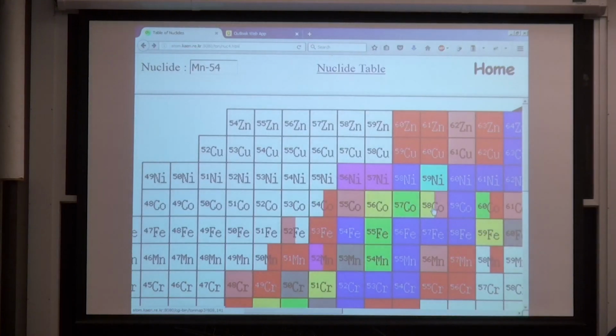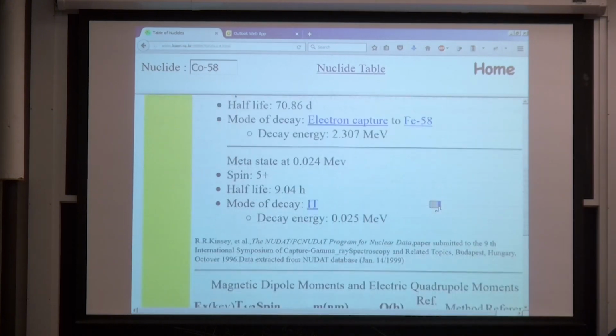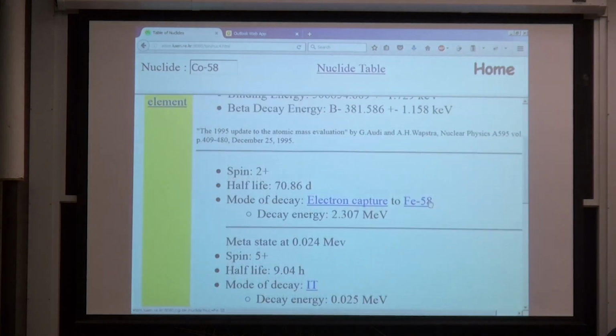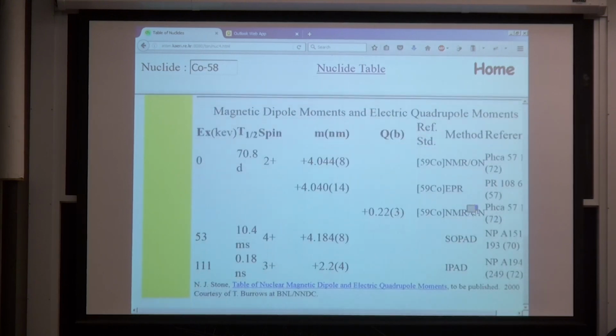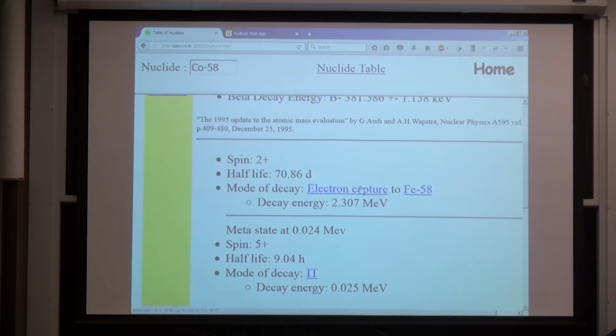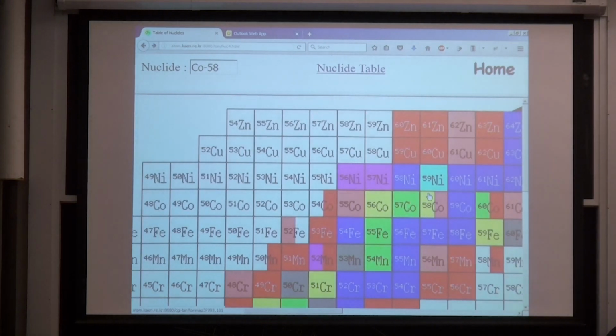Cobalt 58, right near nickel 58 and iron 58. Interesting. That one's not allowed, unless there's more down here. So you can electron capture to iron 58, but there's no allowed decay to, what was it? Nickel 58. Okay.